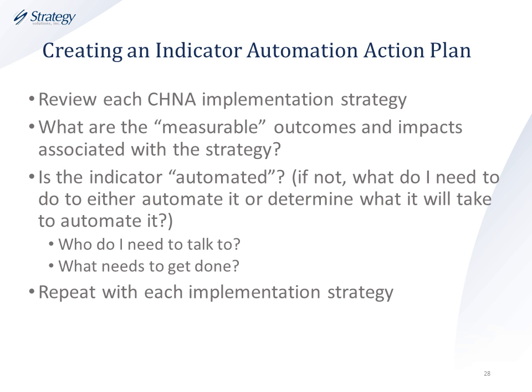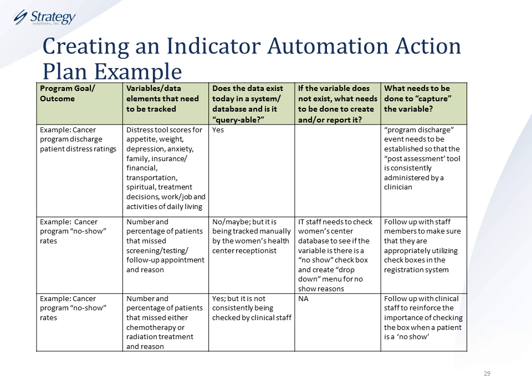So how do you create that action plan? Look at each strategy. What are the measurable outcomes and impacts associated with the strategy? Is the data automated now? And if it's not, who do I need to talk to? What needs to get done? And then repeat it with each of your implementation strategies. So when you're done, your action plan looks like this.